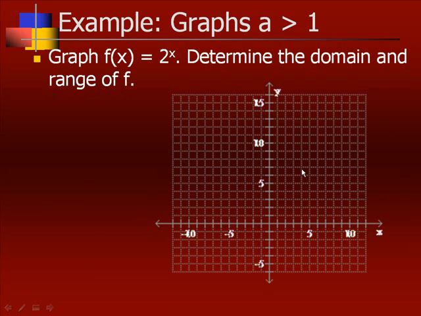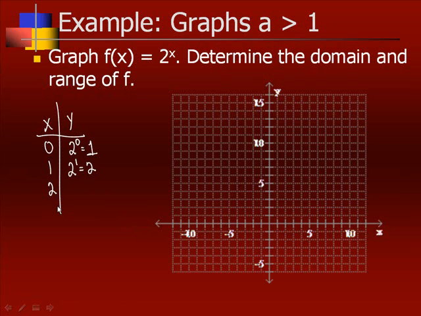Okay, let's do an example for the graph if a is greater than 1. Graph the function f of x equals 2 to the x. Determine the domain and the range. So if we were just plugging points, we always start with 0 and 1. If x is 0, 2 to the 0, well, anything to the 0 is 1. If x is 1, we get 2 to the 1, which is 2.